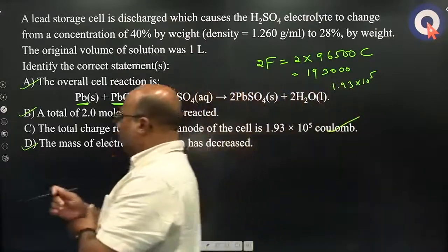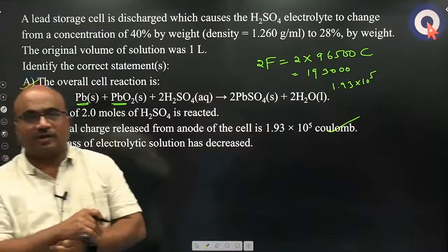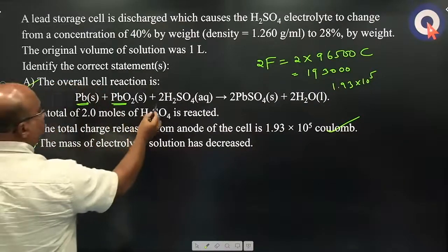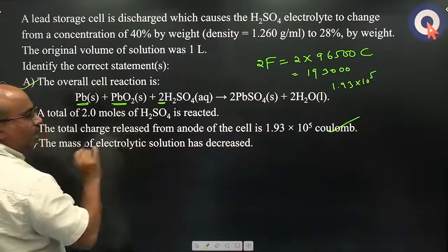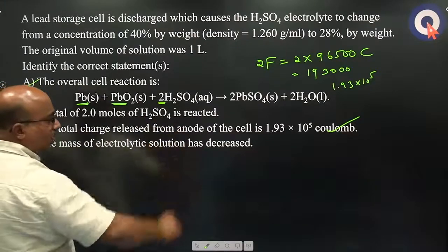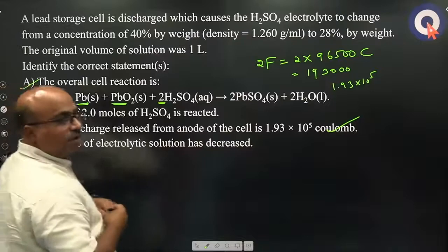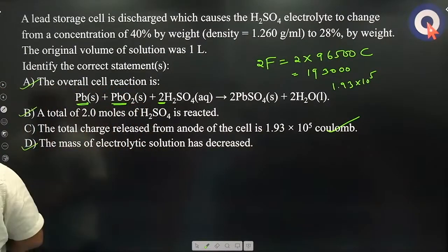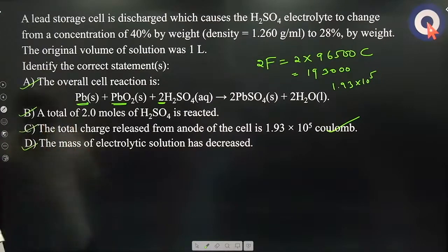Otherwise, there is no need of actually attempting this. There is no need of any calculation. Directly we can say, 2 moles of H2SO4, 2 Faradays of current is passed, so 1.93 into 10 to the power of 5 coulombs. Everything direct. Clear? So all are correct.